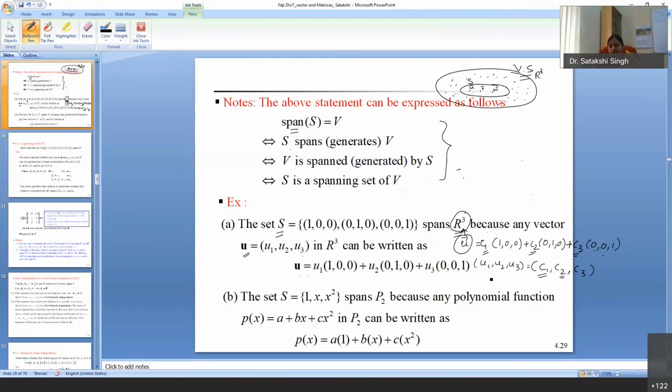Now, if you compare both sides, you will get C1 equals u1, C2 equals u2, and C3 equals u3. So this gives you the values of the scalars. If you put these values here, you are able to write u as u1 into 1, 0, 0 plus u2 into 0, 1, 0 plus u3 into 0, 0, 1. So any arbitrary vector in R3 can be written as a linear combination of the vectors in S. So S spans R3.